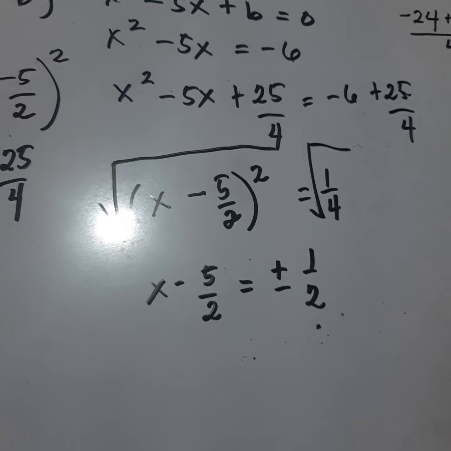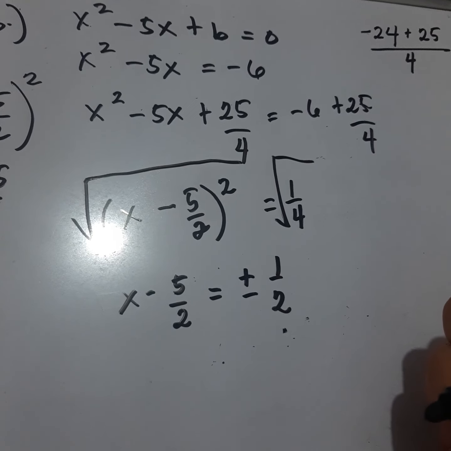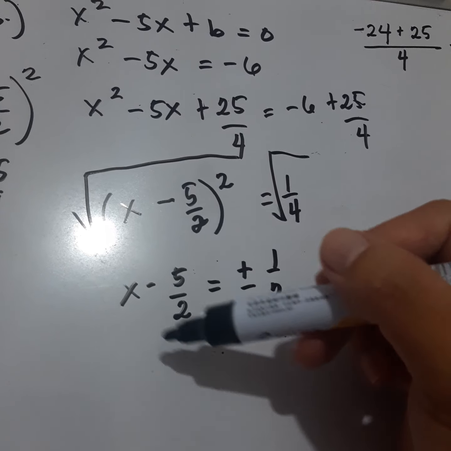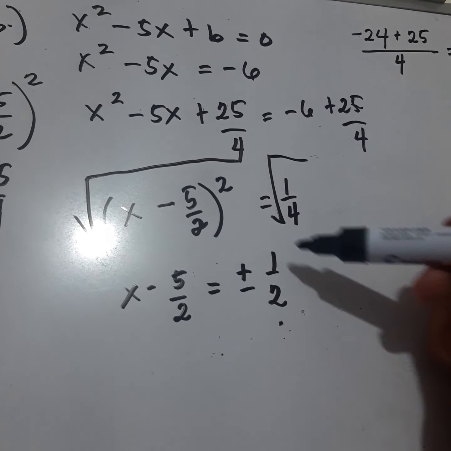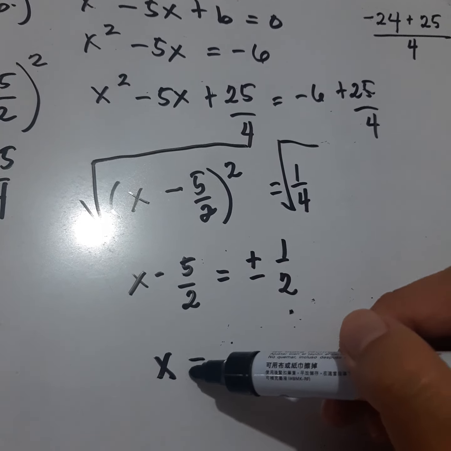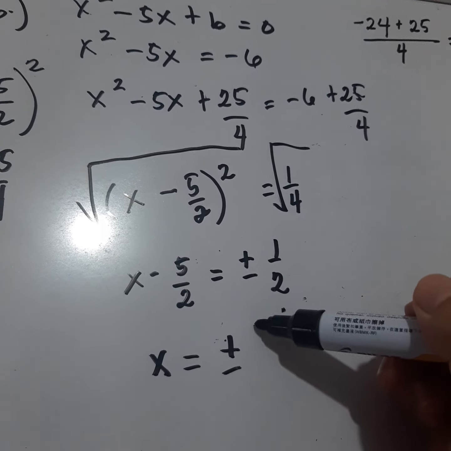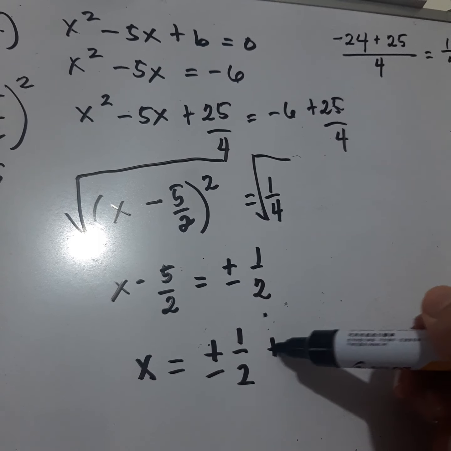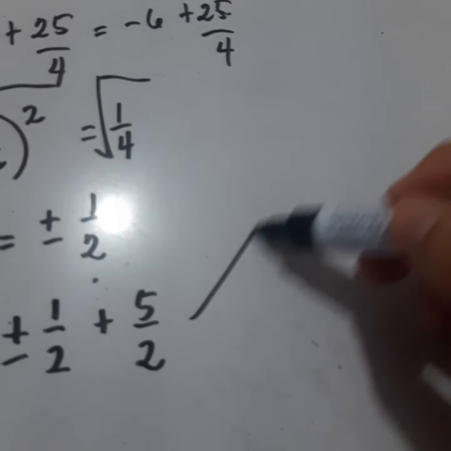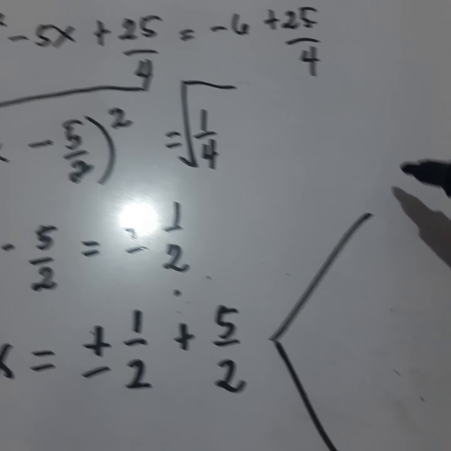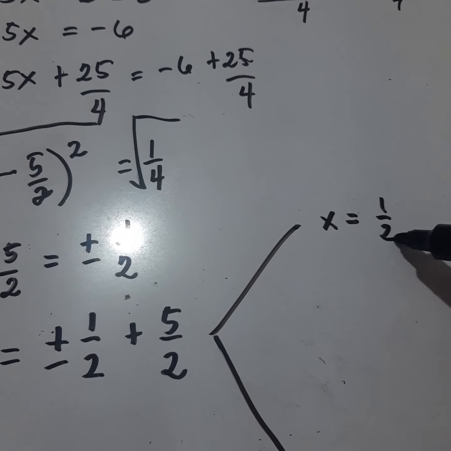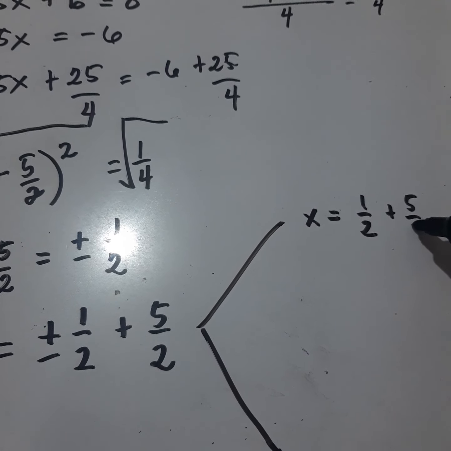So ngayon, solve na natin siya for values of x. Or kung gusto nyo, para hindi kayo mahirapan, pwede nyo na rin i-transpose yung negative 5 over 2 sa right side of the equation. So, transpose natin siya. So, this will become plus or minus 1/2 plus 5 over 2. So, ngayon, pwede na kayo mag-solve. So, unahin natin yung positive. So, x equals positive 1/2 plus 5 over 2.